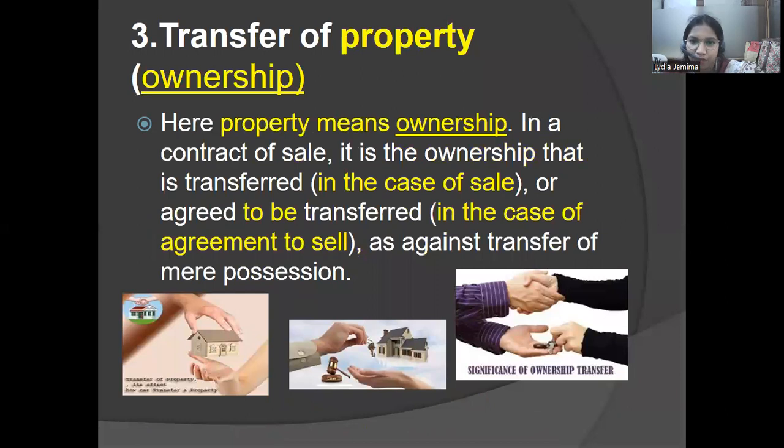Transfer of property. Here property means ownership. In a contract of sale, it is the ownership that is transferred in the case of a sale, or agreed to be transferred in the case of an agreement to sell. So you agree to sell, that's a contract, and you will pay later, as against transfer of mere possession. So here there is an agreement to transfer.